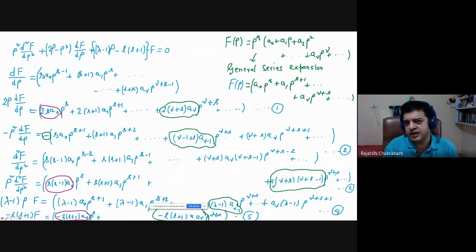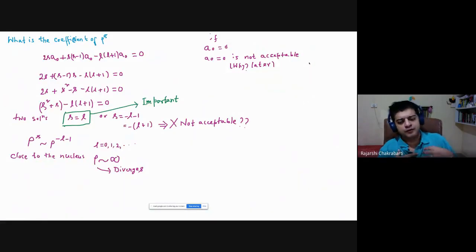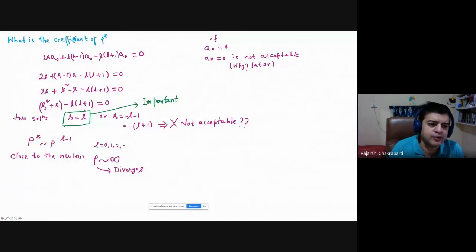Small s, not the capital S, something like this: a0 plus a1 rho plus a2 rho squared in the bracket. Then again you collate the coefficients, for example of rho to the power s. When you collate the coefficient of rho to the power s, you will see that you get two solutions for small s: either small s is equal to L or small s is equal to minus L minus 1.